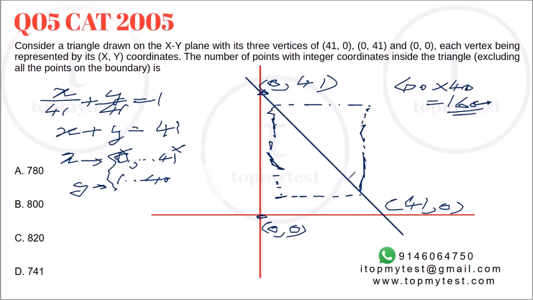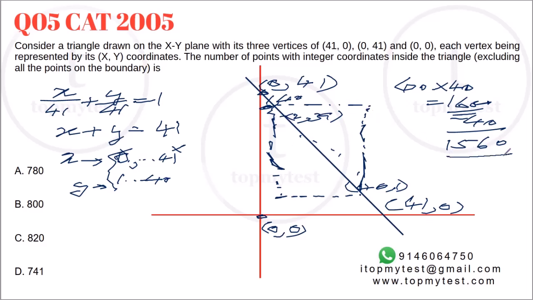So let's first remove the boundary points. How many points will be there on the boundary? It will start from (1, 40), (2, 39), all the way down till (40, 1). So there are 40 points. So that will be 1560. Now from these 1560, it's pretty symmetrical, right? Half of them are outside, half of them are inside. So just divide by 2, you will get 780. Option A, job done.